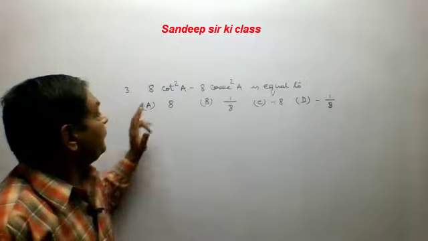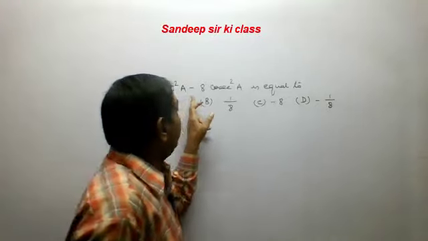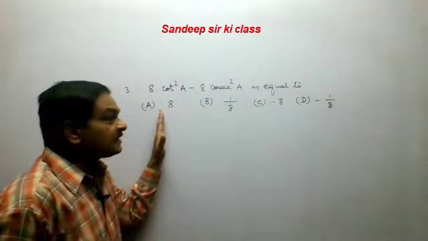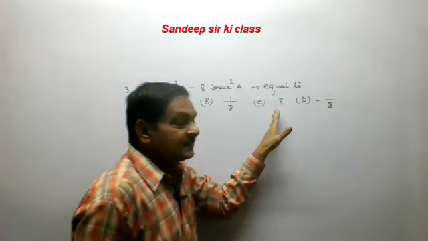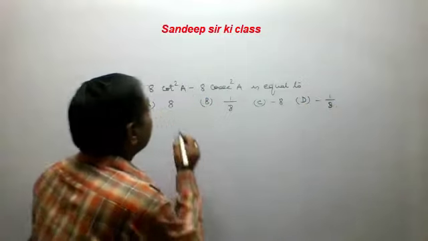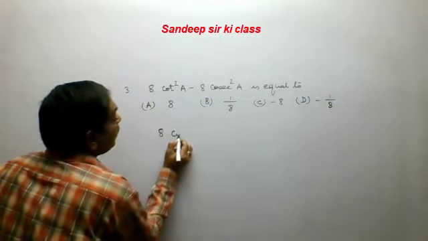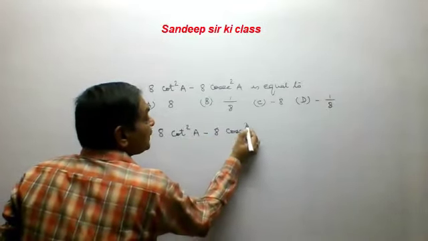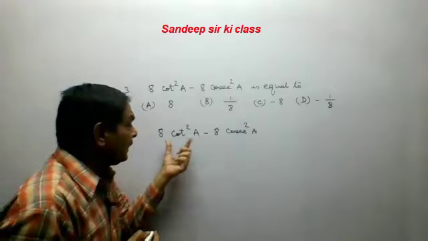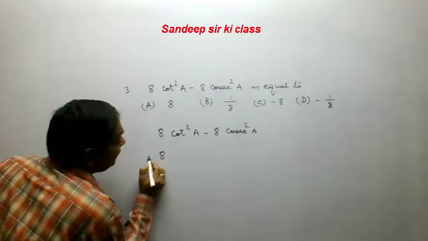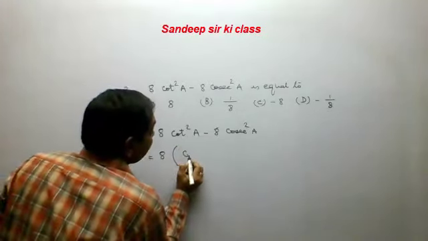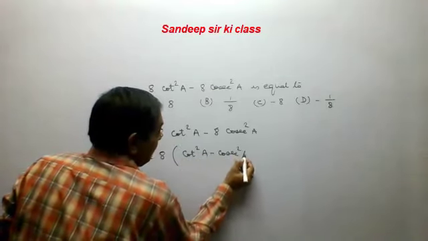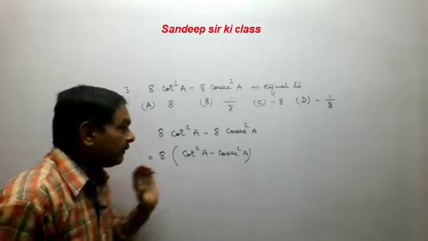Question number 3. 8 cot square A minus 8 cosec square A is equal to. Options are 8, 1 by 8, minus 8, minus 1 by 8. We have been given 8 cot square A minus 8 cosec square A. Clearly 8 can be taken common. So 8 we have taken common. Inside the bracket will be cot square A minus cosec square A. This will remain in the bracket.